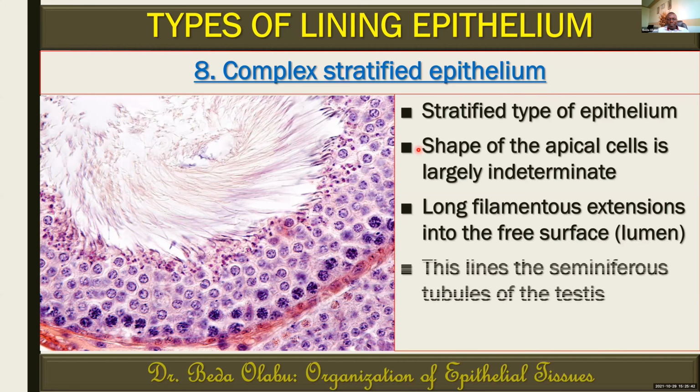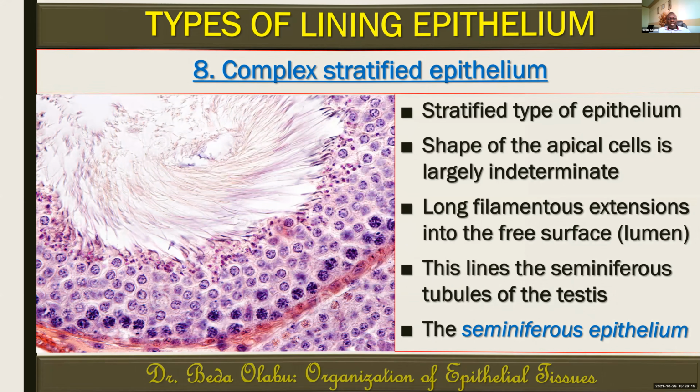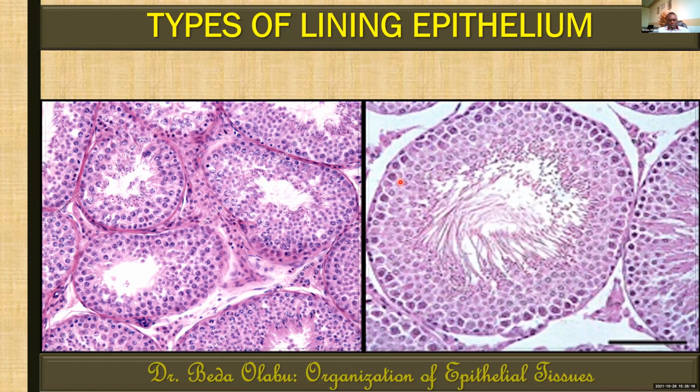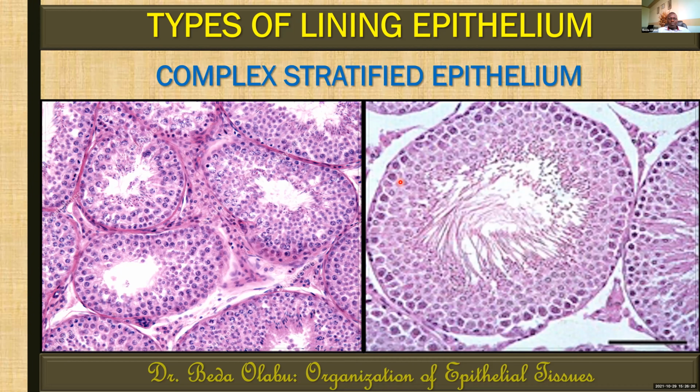Complex stratified epithelium is the epithelial lining of the seminiferous tubules of the testis. And so these filamentous things you're seeing are actually long tails of the sperms. They are not cilia. Complex stratified epithelium is therefore also known as seminiferous epithelium. Great. So those are the different types of epithelium. Okay, this one is a misplaced one, but still showing us complex stratified epithelium.